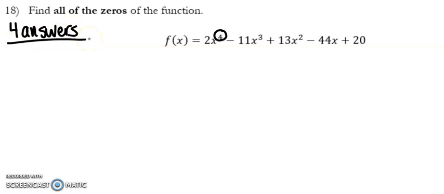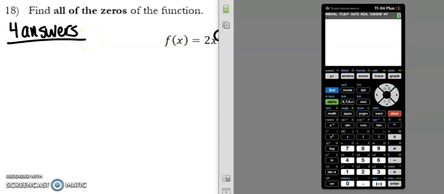The way we start finding those answers is by using our calculator. So I'm going to go to my y equals, still have my log graph in there. My y equals 2x to the 4th minus 11x to the 3rd plus 13x squared minus 44x plus 20. And I'm going to graph.